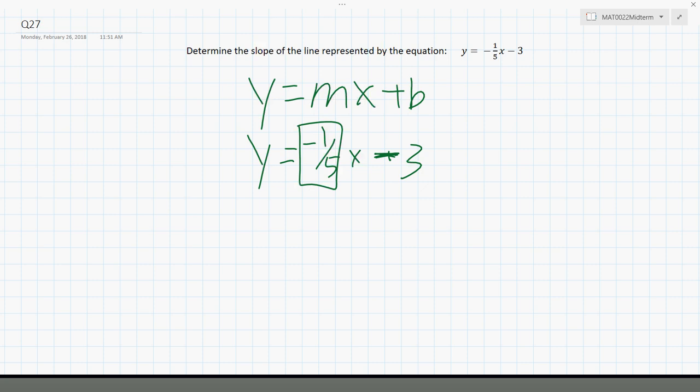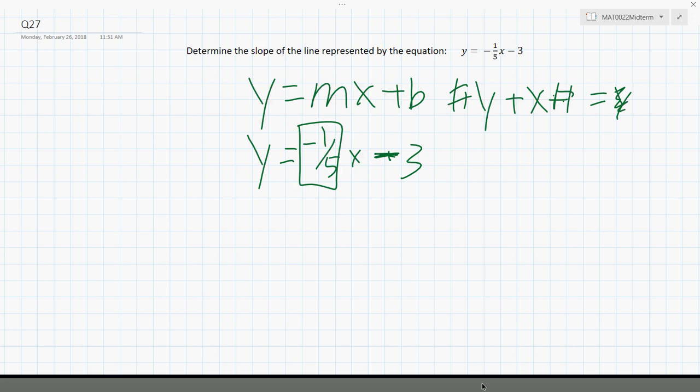-1/5 is going to be your answer. They're just asking you to find the slope, and the slope is already given to you in your answer. You just have to remember this formula. And sometimes it'll be y with some number in front of it plus x with some number equals a number, equals something else altogether. When you see those, just turn it into this format.